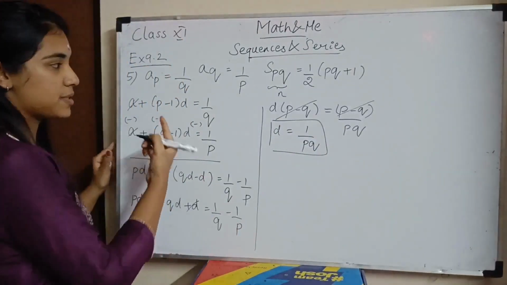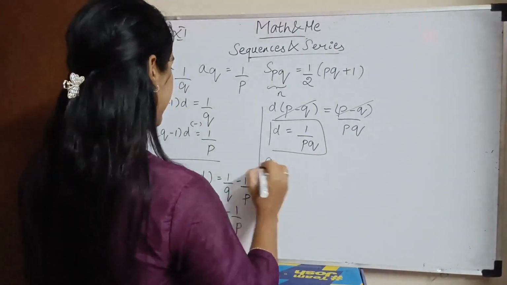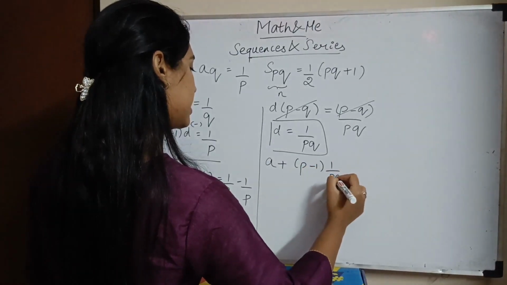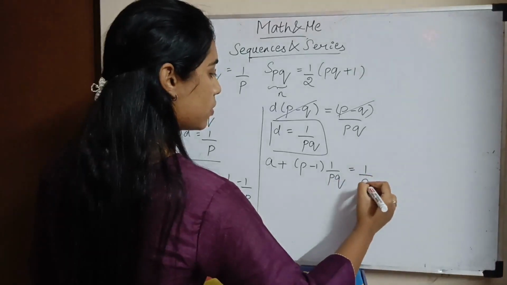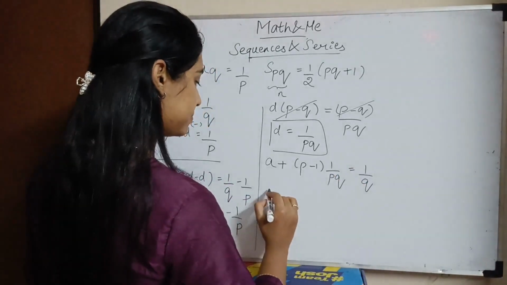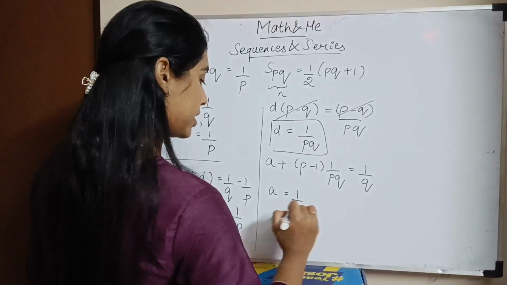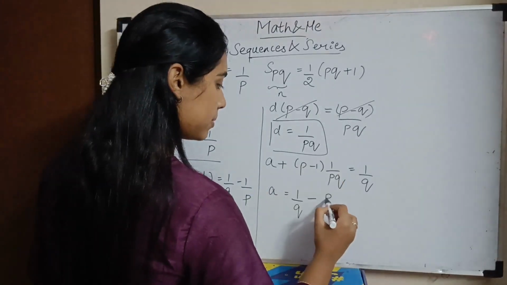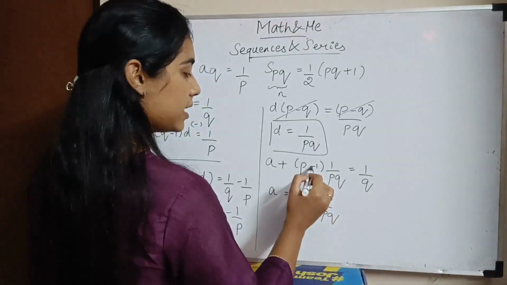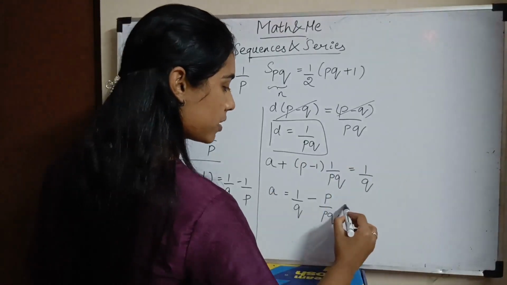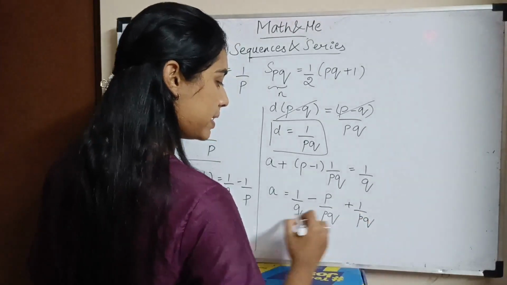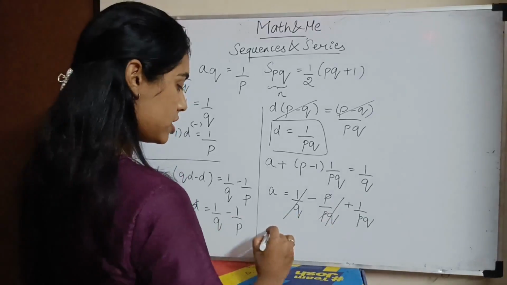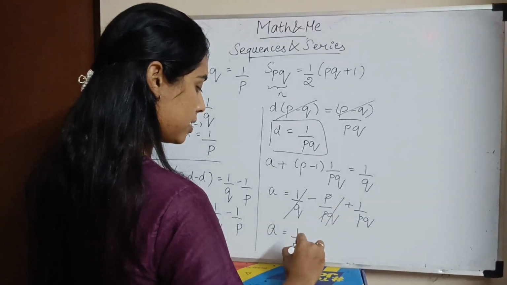What is my a? Let me substitute it in any one of the equations. So a plus (p minus 1) times d equals 1 by q. So a equals 1 by q minus p times 1 by pq, plus 1 by pq, since minus 1 goes to the other side and becomes plus 1. The p and p get cancelled, and 1 by q and 1 by q get cancelled. So what is my a? a is also 1 by pq.